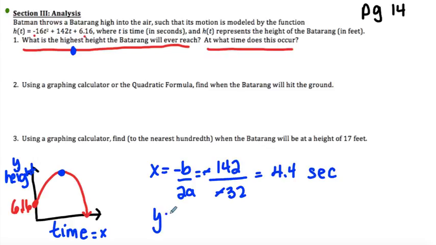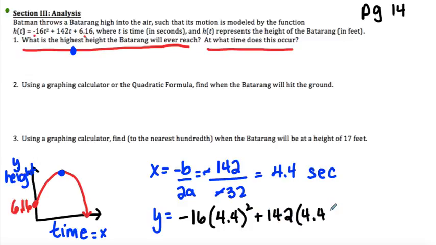So now I need to find that actual maximum height. How do I do that? I plug the point in. So -16 times 4.4 squared plus 142 times 4.4 plus 6.16. All right, so you're going to try and do all of that. I don't have my calculator, so I'm going to try and grab my phone since I'm sitting in the airport.